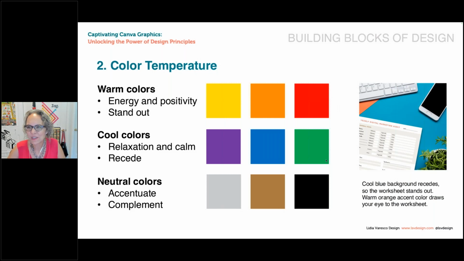So on the right, you can see an example of a graphic that I created where we've got that cool blue background that is receding so that the worksheet stands out. And then we've got that little triangle of orange accent color that's popping up, that's really drawing your eye to that worksheet. So a little bit of color theory in action here.